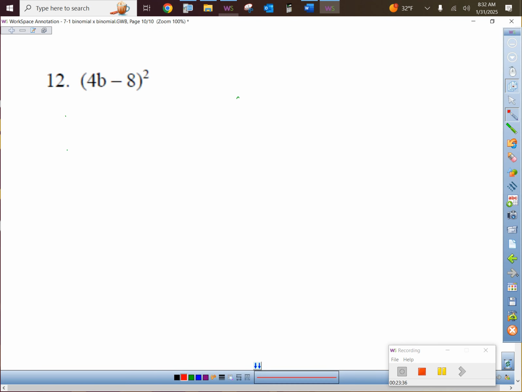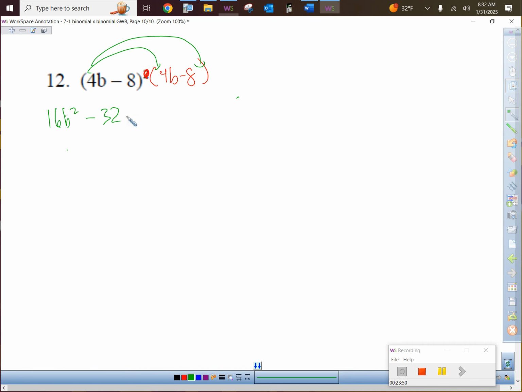And then the last one, it is a quantity squared. Scratch that guy out and take him times himself. First guys, 16b squared. And then the last guys times each other, negative 32b.